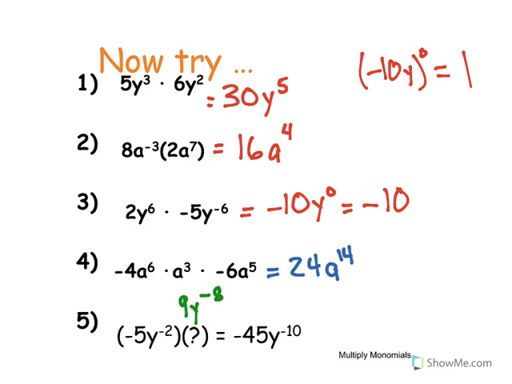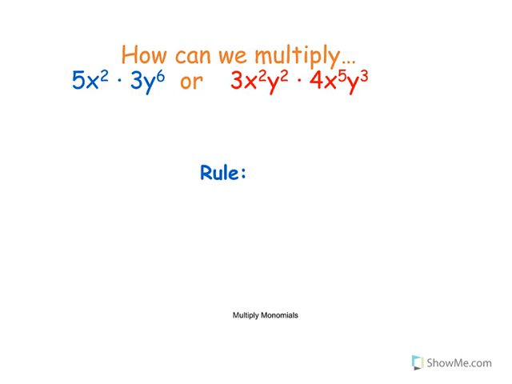Now the second part of the lesson involves what happens if there are different variables, all right? So the rule really is going to be the same. We're not going to rewrite the rule. What happens here? Well, I've got 5 times 3 is 15. I've got 2 powers of x and I've got 6 powers of y. That's not going to change. I'm not going to add those together.